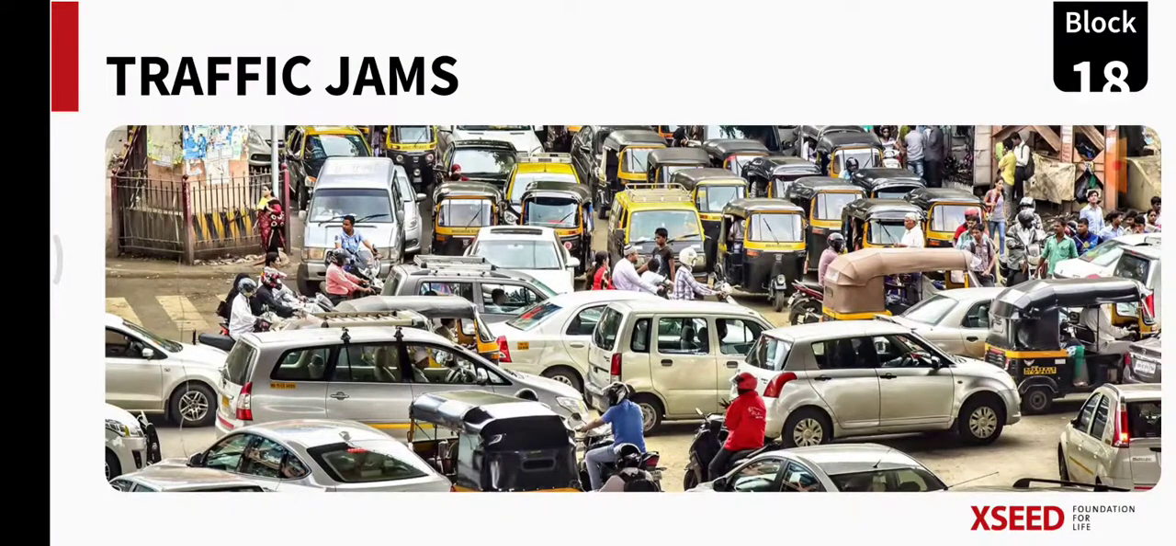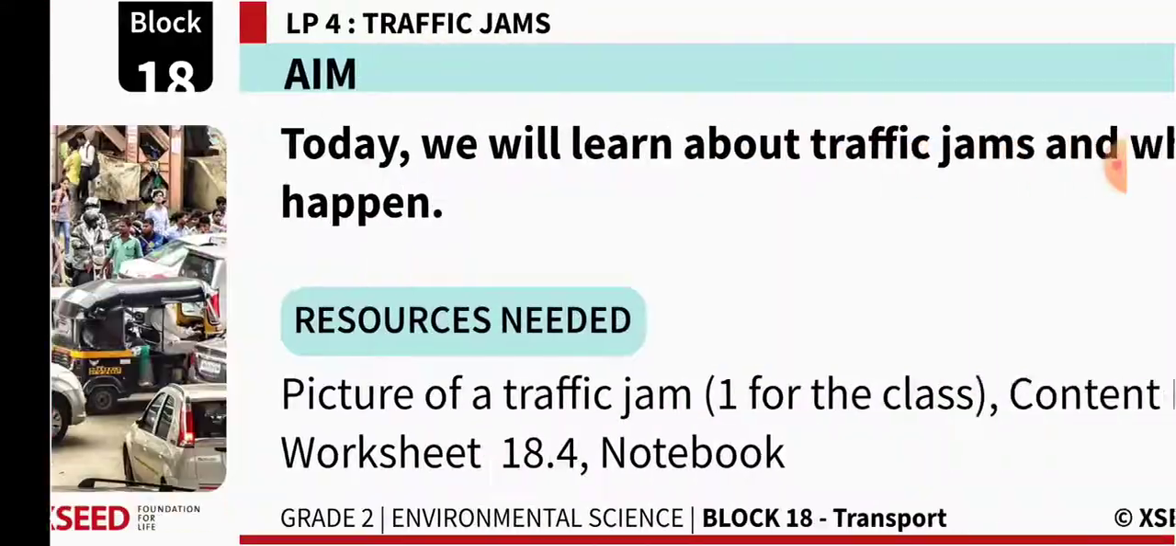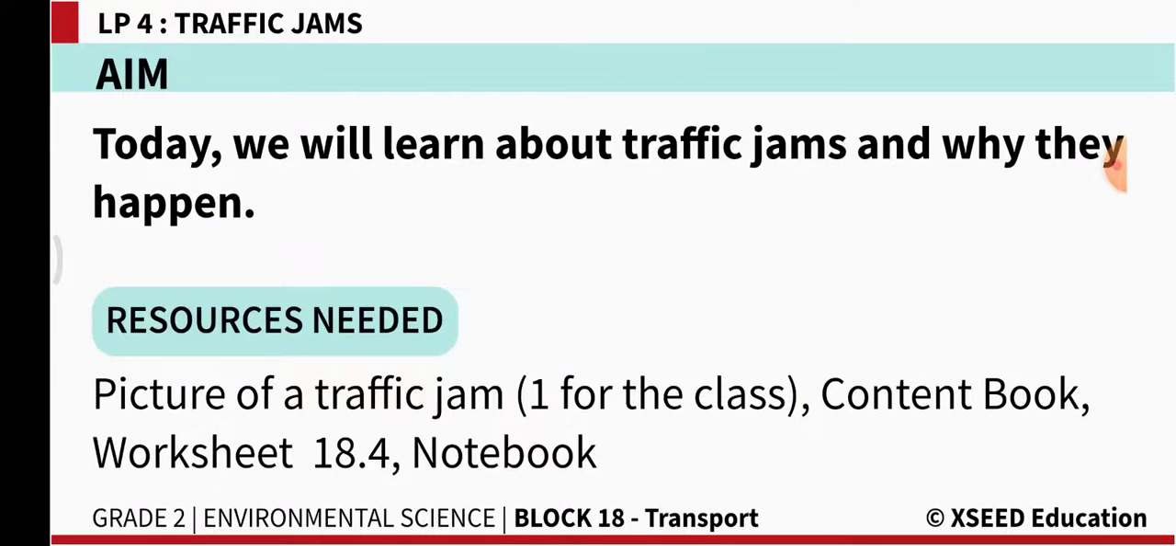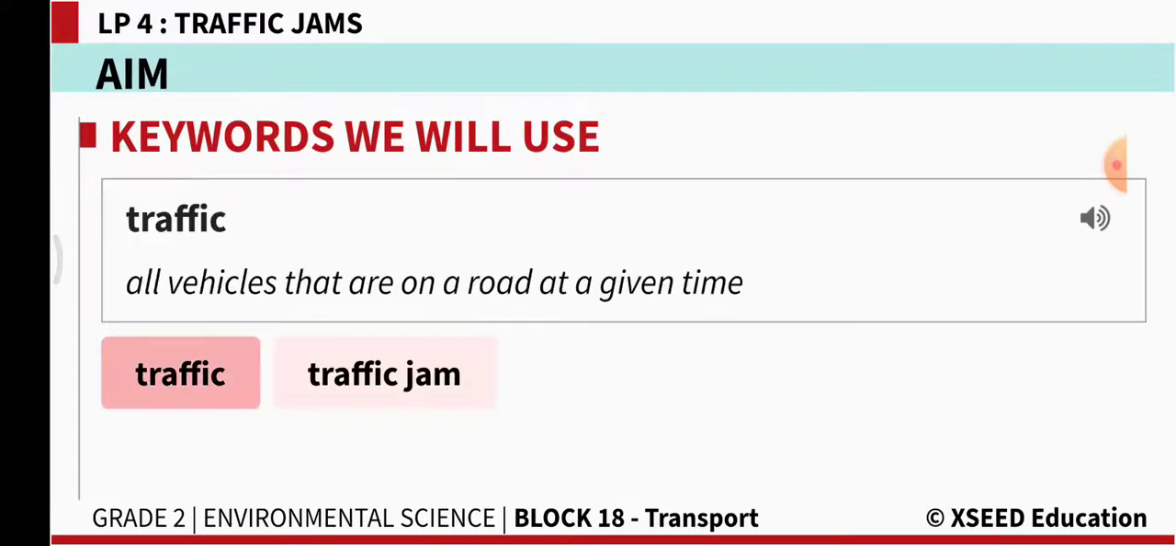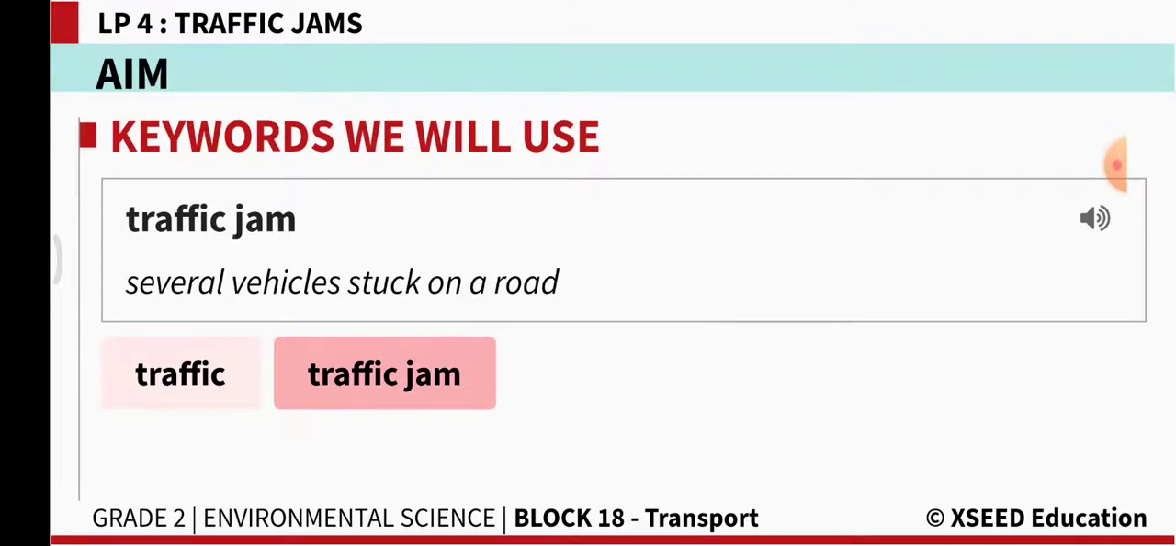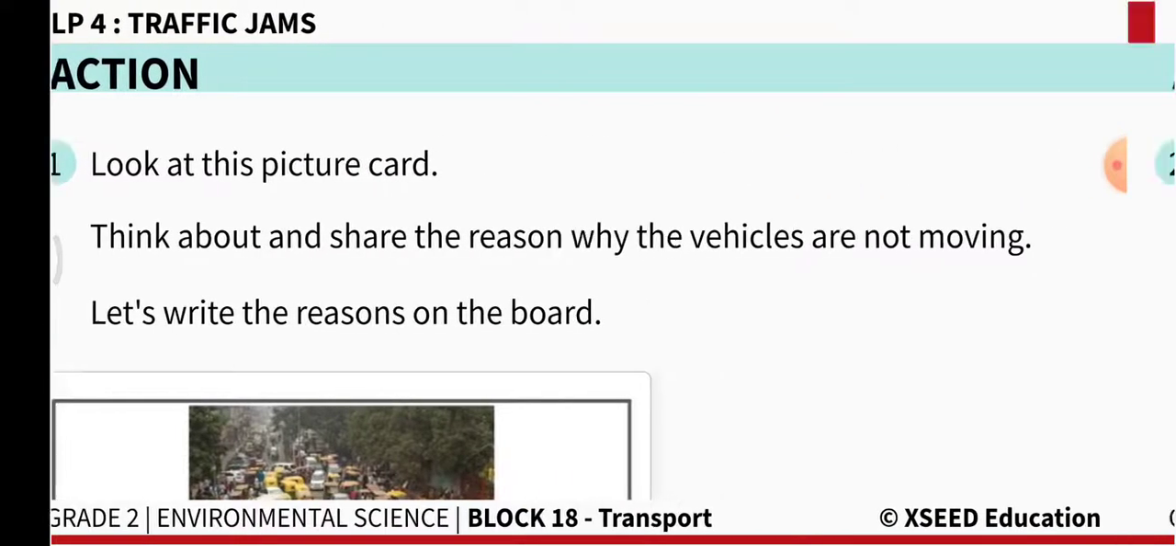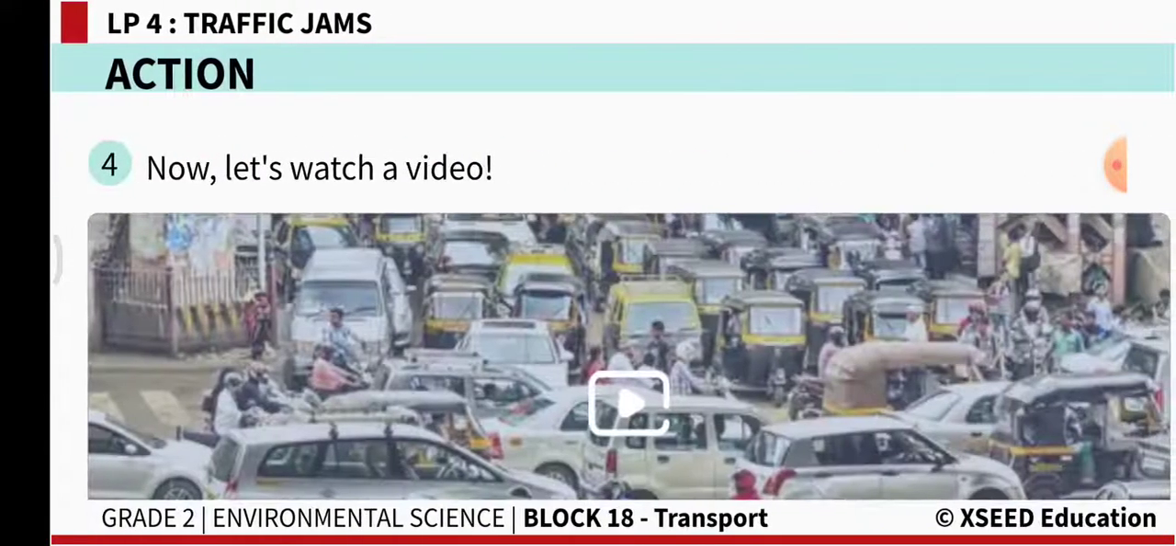Right, on the screen you can see the picture of a road in which all the vehicles are stuck. Okay, so let's move on and learn more. Today we will learn about traffic jams and why they happen. The meaning of the word traffic: all vehicles that are on the road at a given time. Traffic jam: when several vehicles get stuck on the road, that is called a traffic jam. Right, now let us watch this video.